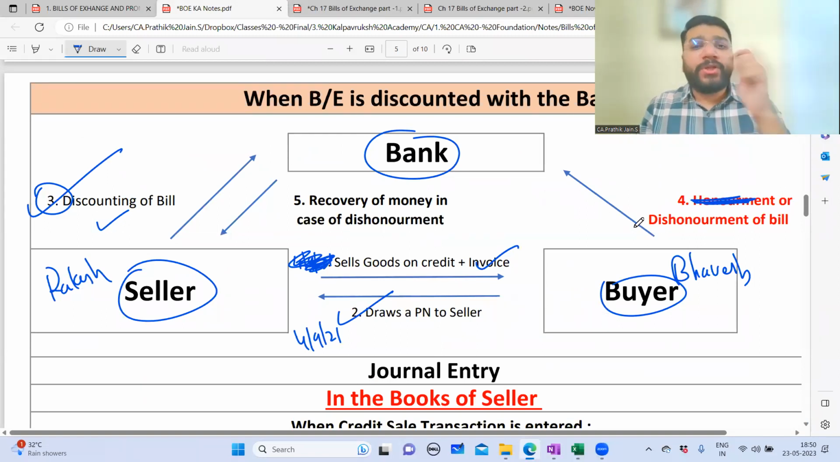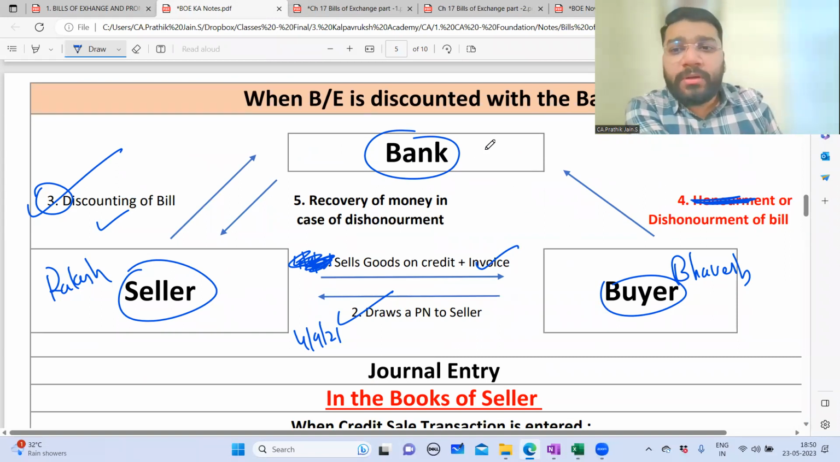Now, my question to all of you is, guys, the banker has approached the buyer for payment. The buyer said get lost. Do you think that the banker will file a suit against the buyer and keep running the case for a long period? Do you think the banker will have such time? And will a banker want to get involved in such matters? Not at all. Here, the banker has played very smart with Rakesh.